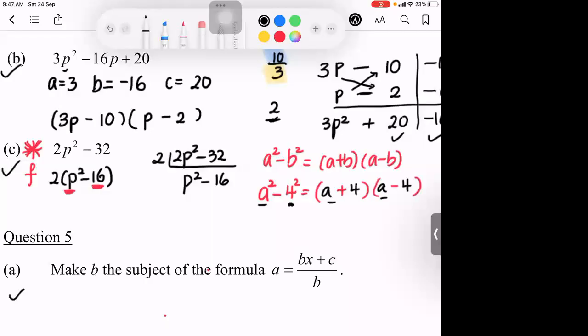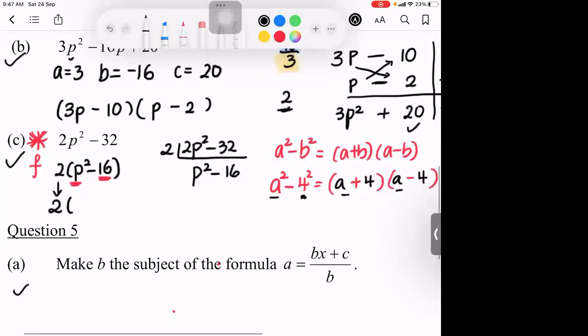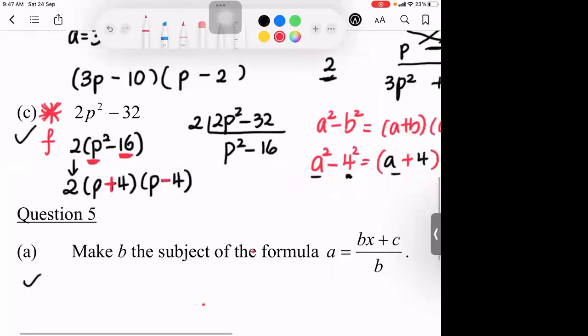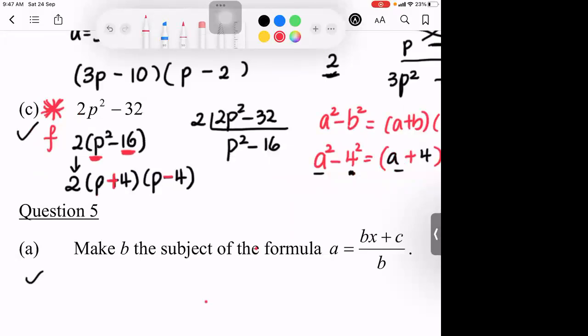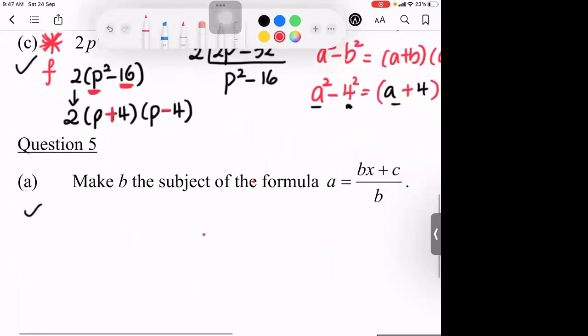So in this answer here, don't throw away the 2, it stays here, right? But this one is not A, this one is now P, sorry, I wrote wrongly. P squared, so it's P plus 4, P minus 4. One is plus, the other one is minus. Okay, this one must remember. I think very high chance will be tested. Teacher loves to test this type of question. Maybe in the fraction, maybe in solving equations, they like to test this kind of question. Okay, so you make sure you know this part.